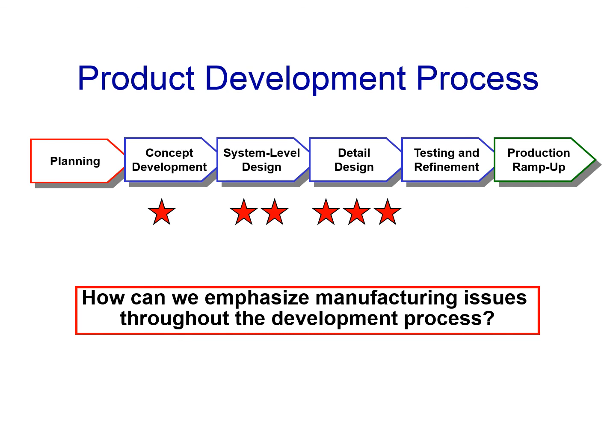These are the usual 6 phases of the product development process. The question is, how can we emphasize manufacturing issues throughout the development process? DFM does not fit neatly into any one of these stages. It is often applied in the detailed design phase, where we already have the concept and we are figuring out the details of the design.